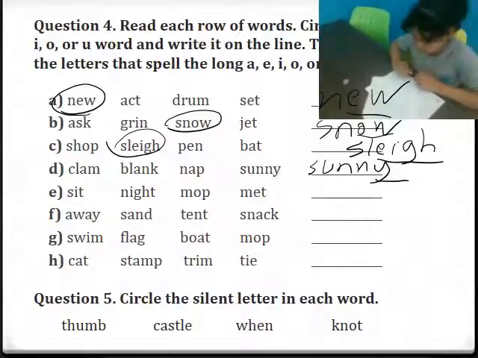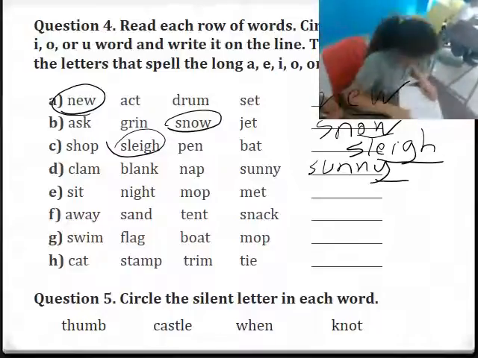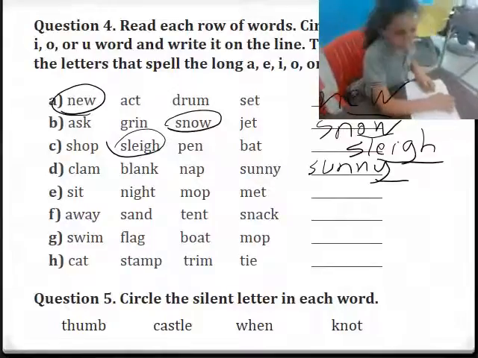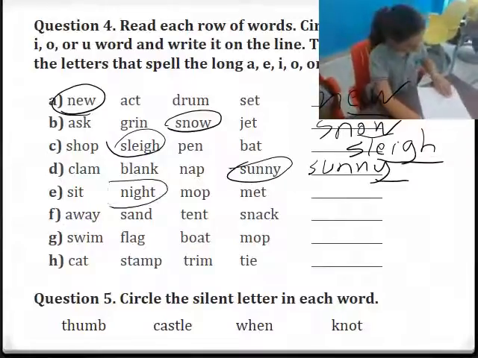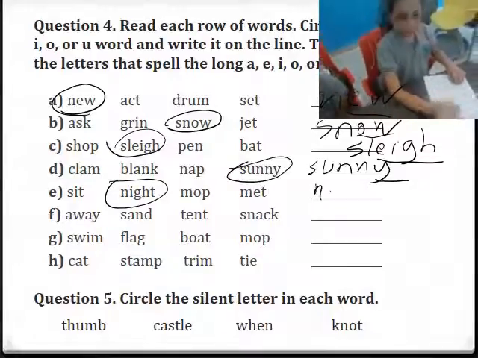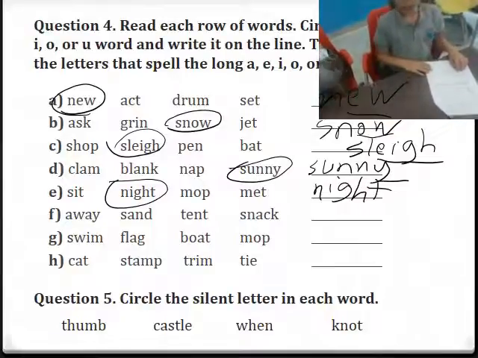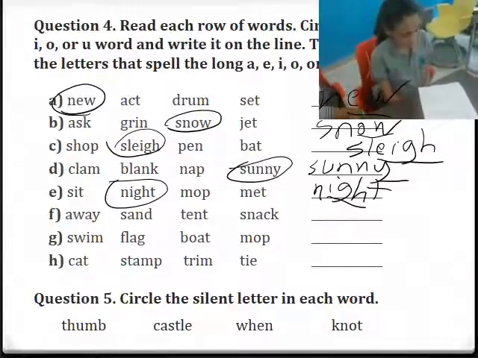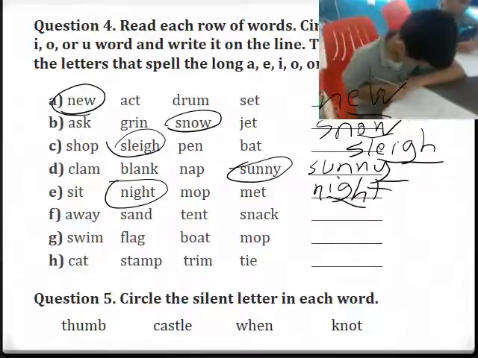Okay. Next one. Yes, Tia. Sit, night, mop, met. Okay, which word? Night. Very good. So we circle night. And we write it on the line. Now, which letters are we supposed to underline? I-G-H. Very good. And what sound do you hear in night? I. Very good.